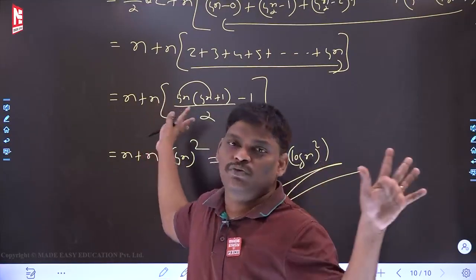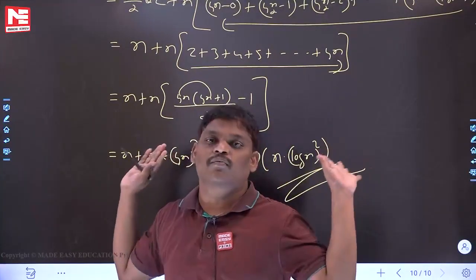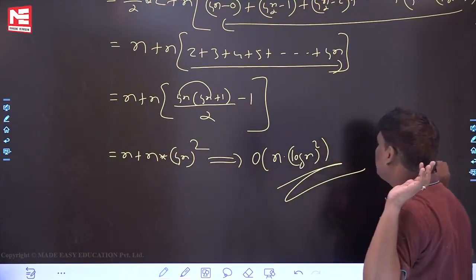Anywhere you are stuck, please see the notes. Do it like two or three times, and definitely you will be comfortable. The answer to this problem is n into log n square.